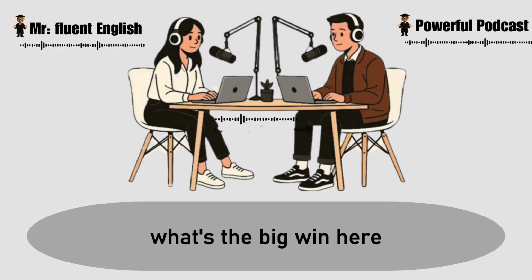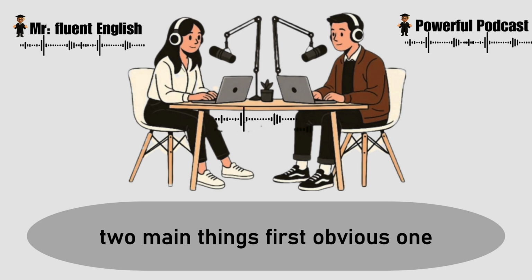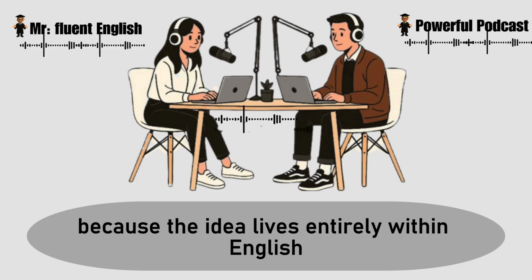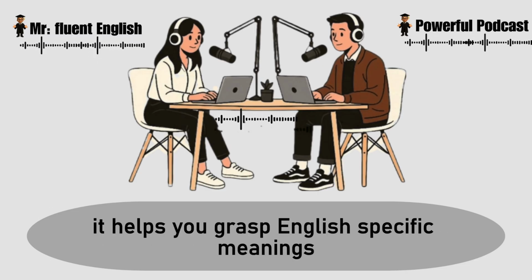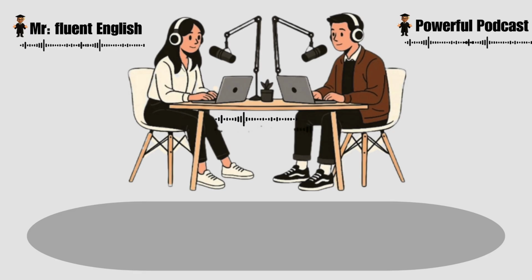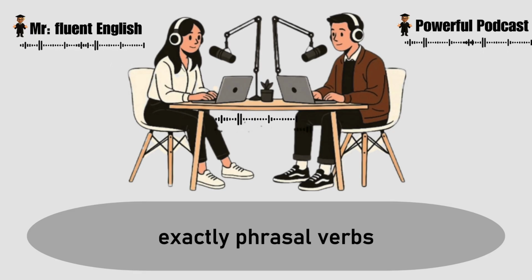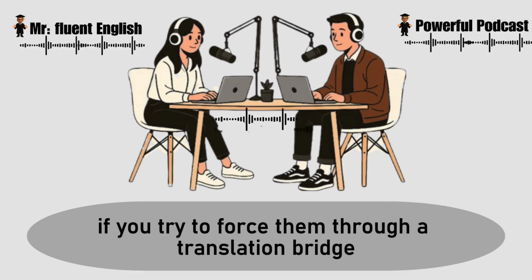What's the big win here? Why is this internal connection system so crucial? Two main things. First, obvious one. It stops the translation habit because the idea lives entirely within English. Second, and maybe more importantly, it helps you grasp English-specific meanings. Like idioms or concepts that just don't translate neatly. Exactly. Phrasal verbs, cultural nuances, things that get mangled or lose all meaning if you try to force them through a translation bridge.